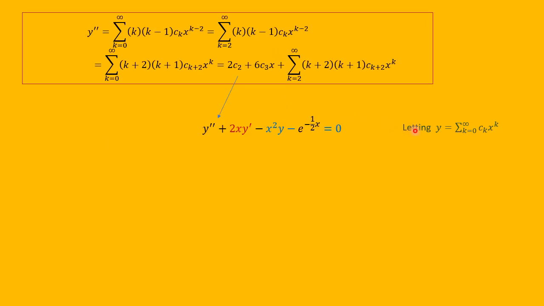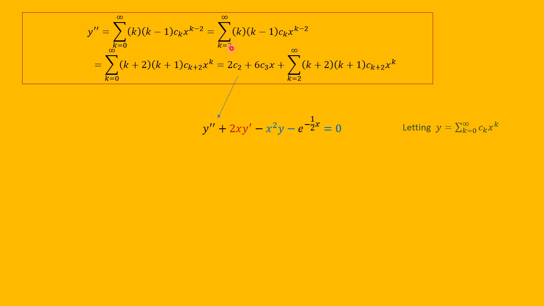Let's start substituting y equals the sum k equals 0 to infinity c sub k x to the k into this differential equation. We'll start with y double prime. Y double prime is the sum k goes from 0 to infinity, k times k minus 1, c sub k x to the k minus 2. And the k equals 0 and the k equals 1 terms are going to be zeros. So we can start this sum at k equals 2.